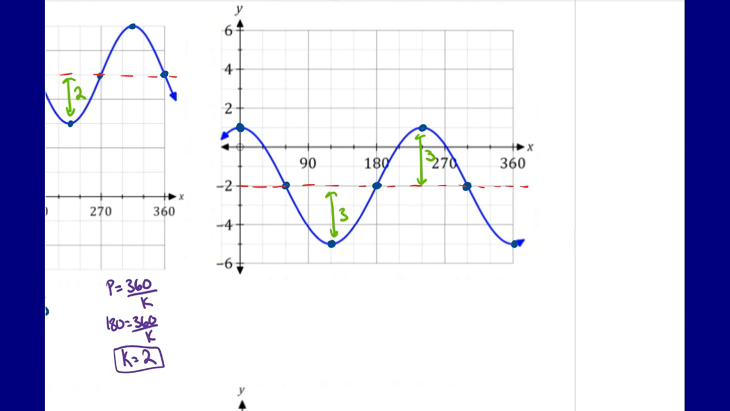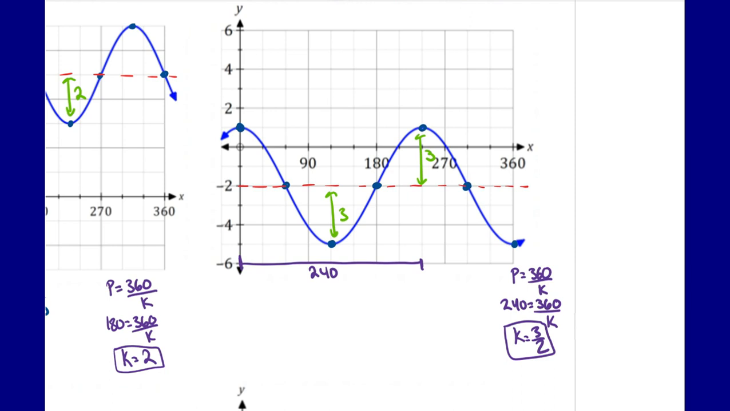The other thing we want to do is check for our period. We want to see how long is one cycle. So we start here, and when we come back to there, we end up over here. So this is our period. That's our length, and we will find that this is 240. Using our formula, P equals 360 over K, 240 equals 360 over K, we get that K is equal to 3 over 2, or 1.5.